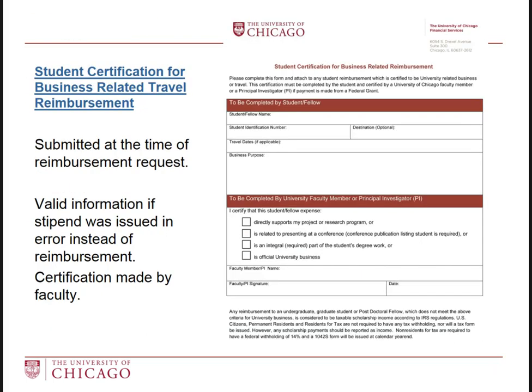There is a process at the university to certify this as student business related travel. There is a form located on the Financial Services website, and this form must be submitted at the time of the reimbursement request. It is valid if the stipend was issued in error of reimbursement, and certification can be made by a faculty member. This form can be submitted at this time if you did not submit it at the time of reimbursement.